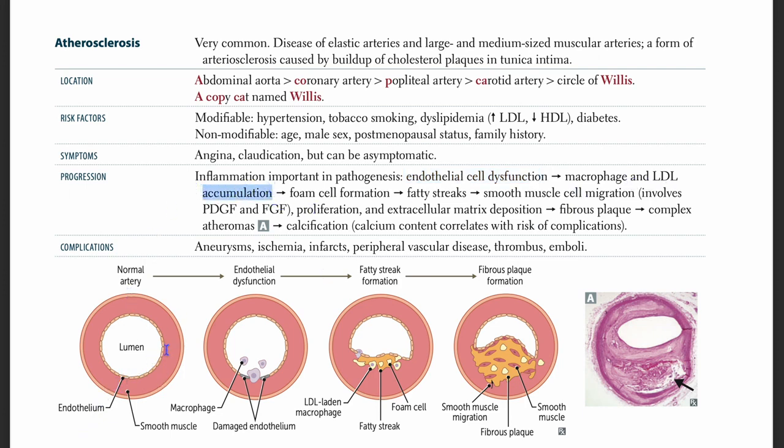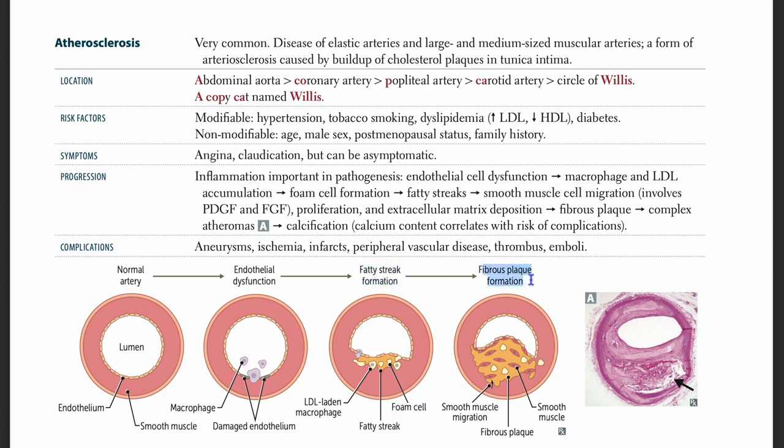So you have normal artery with the lumen, endothelium, smooth muscles, okay? And then you have macrophages coming at the site of injury or damaged endothelium. And along with the macrophages, you have LDL lipid laden macrophages coming there, right? With the fatty streak and foam cells. So then it makes fatty streak formation, right? This is an important step too.